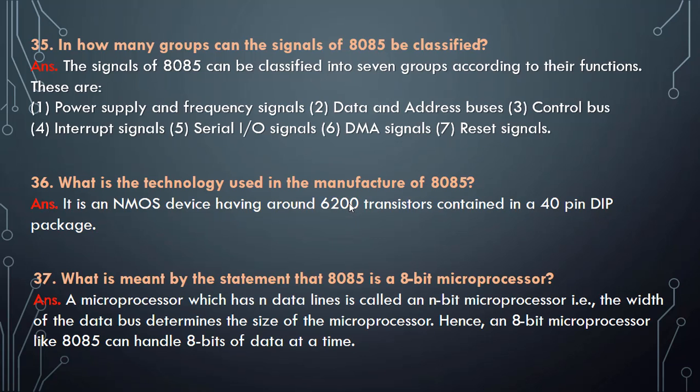The next question, what is meant by the statement that 8085 is an 8-bit microprocessor? A microprocessor which has n-bit data lines is called an n-bit microprocessor. That is, the width of the data bus determines the size of a microprocessor. Hence, an 8-bit microprocessor like 8085 can handle 8-bit data at a time.